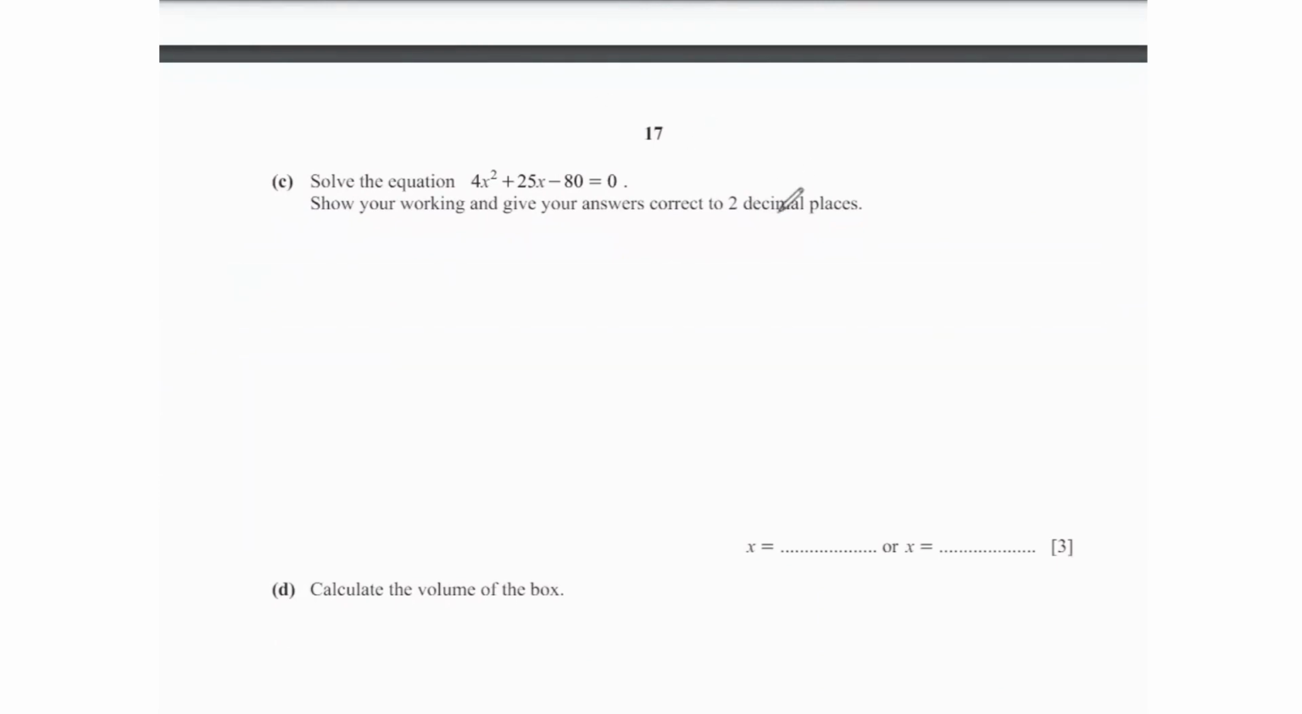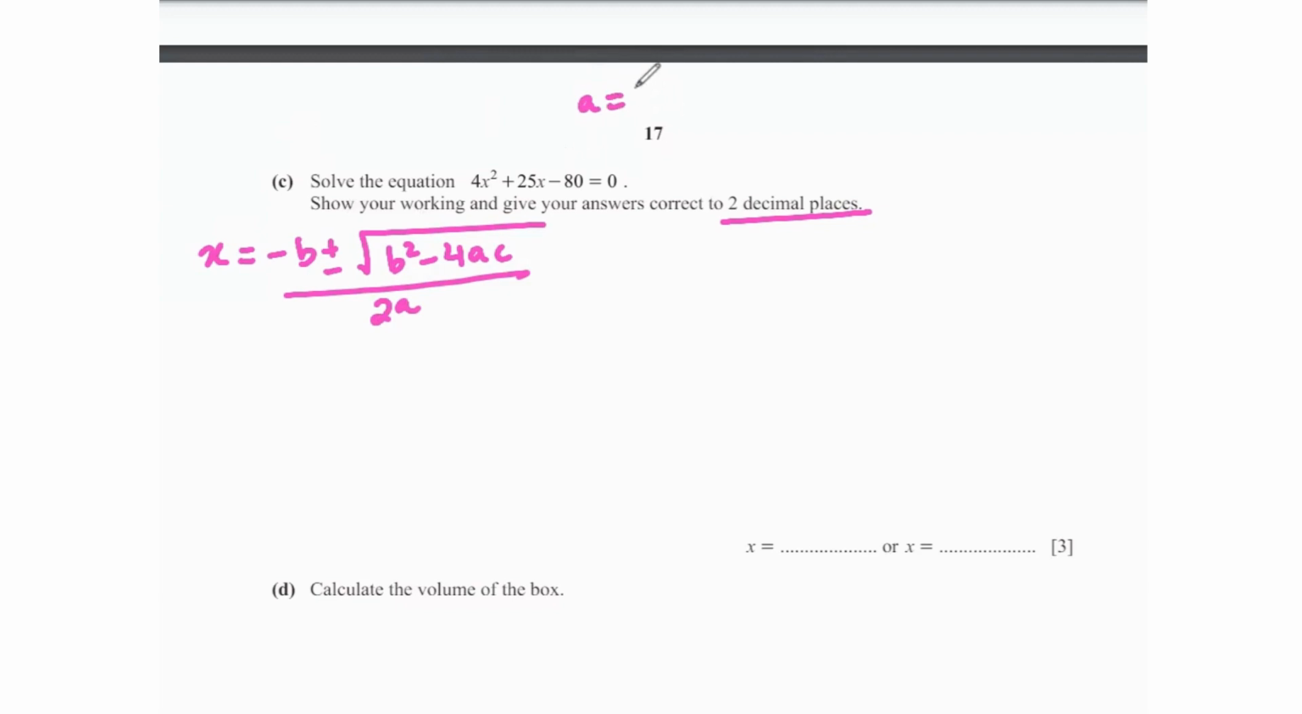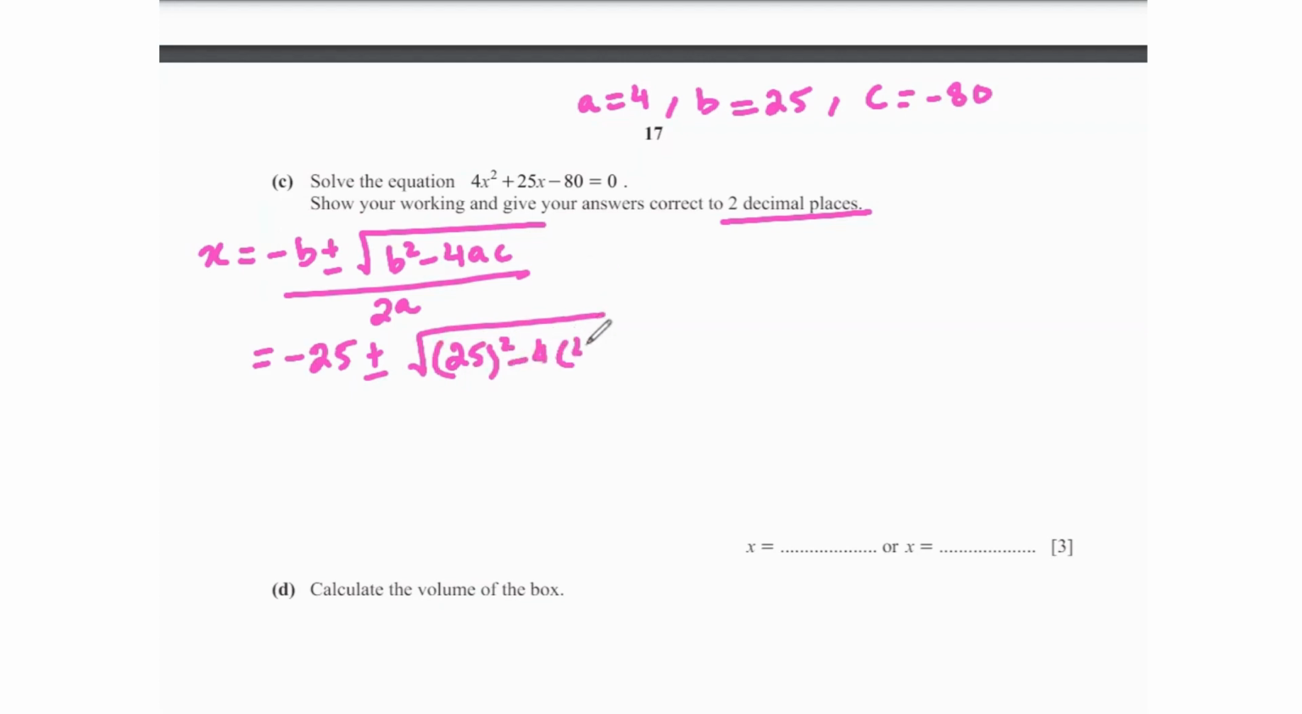Since it says give your answers in decimals, correct to 2 decimal places, we use the quadratic formula. x equals negative b plus or minus the square root of b squared minus 4ac, over 2a. a is the coefficient of x squared, which is 4. b is the coefficient of x, which is 25. And c is negative 80. That's going to be minus 25 plus or minus the square root of 25 squared minus 4 times 4 times negative 80, over 2 times 4.